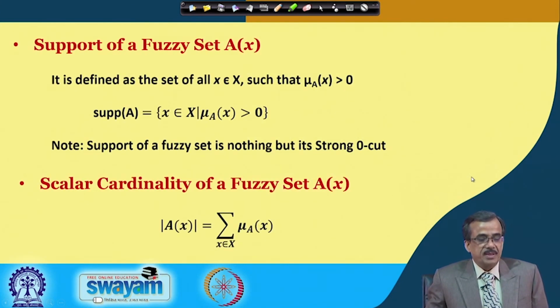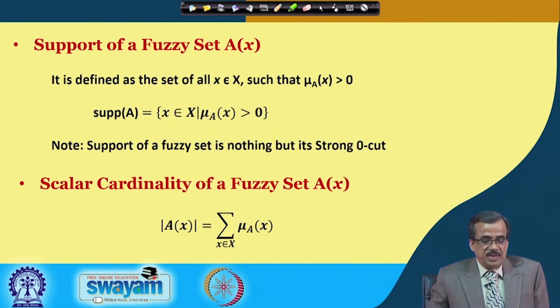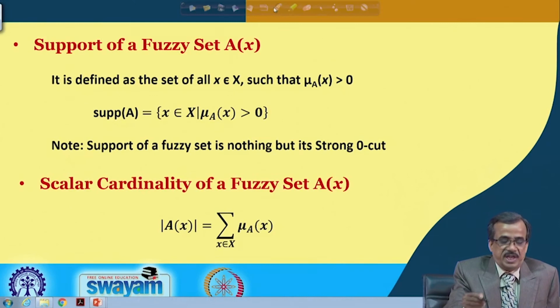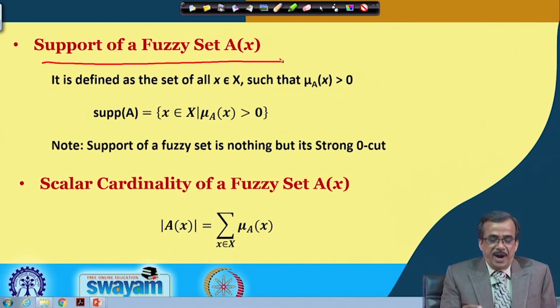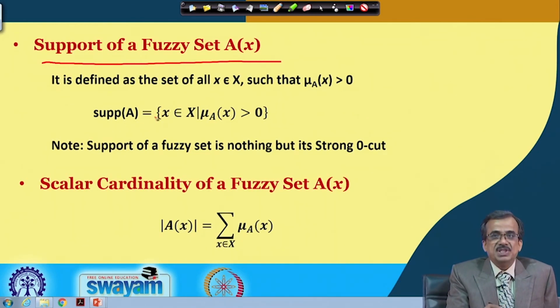Now, we are going to define another term, and that is known as support of a fuzzy set. Let us see what we mean by the support of a fuzzy set. By definition, support of a fuzzy set A(x) is nothing but x belongs to the universe of discourse, that is capital X, such that mu A(x) is greater than 0. This is what we mean by the support of a fuzzy set.